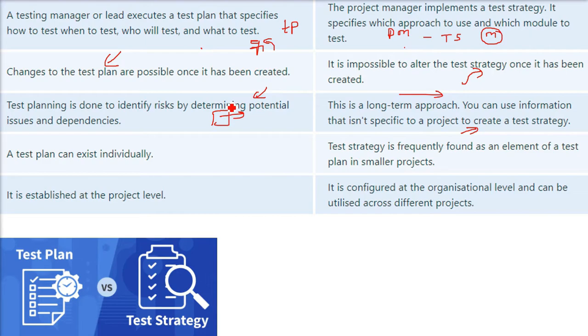Test planning is done to identify risk by determining potential issues and dependencies. Test cases are written like that. This may affect that one, like this. Test strategy is frequently found as an element of a test plan in smaller projects. So in a smaller project, test strategy and test plan can be together. But a test plan can exist individually. Test planning is established at a project level. The test strategy is at the organization level and can be utilized for different kinds of projects. That is why I'm saying it is at the top level of abstraction.